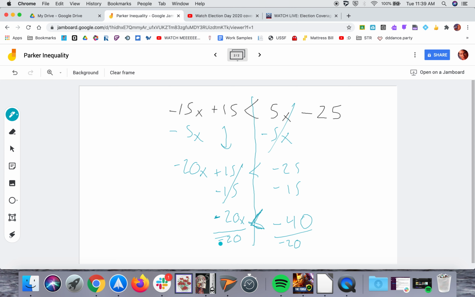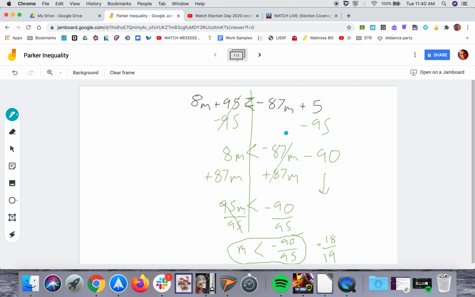So negative 20x divided by negative 20, we get just x. But because we divided or multiplied by a negative number, this alligator is going to flip and eat this one. So x is now greater than negative 40 divided by negative 20, which is 2. Ta-da! So that's why in this example, we flipped the sign because we divided by a negative. The example from over here, we had a positive number we divided by, so we didn't have to flip the sign. It's only multiplying or dividing. Like we subtracted a number and added a number. Those don't matter. It's just whenever you multiply.